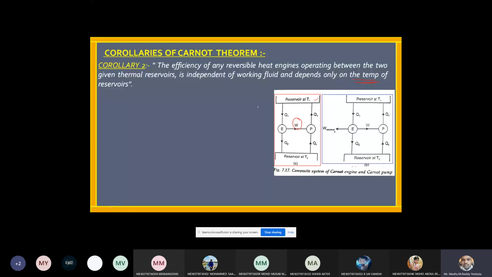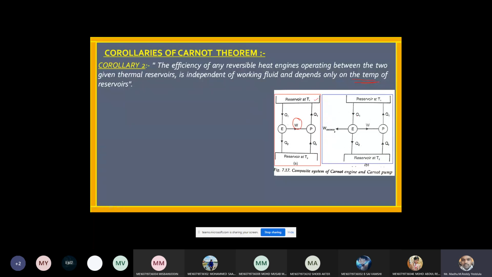Its work and heat interactions will be the same here. Both have the same efficiency. That is the first corollary: both engines operating between two given reservoirs will have the same efficiency. Here the Carnot pump is nothing but the reverse of the Carnot engine, so both directions will be reversed. The pump absorbs Q2 amount of heat from reservoir T2, and it will deliver Q1 to the reservoir T1.